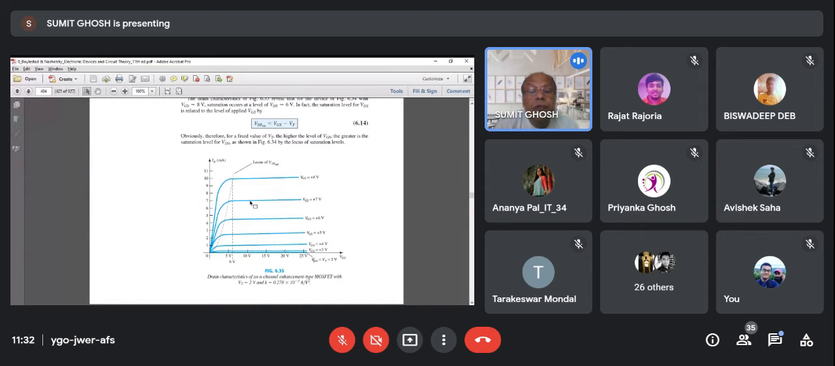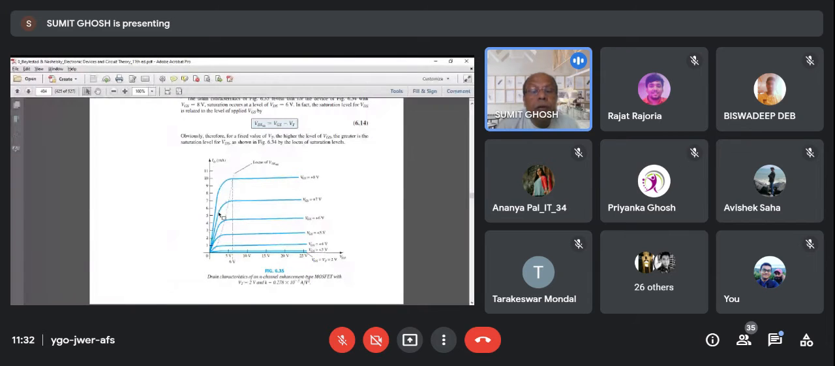Now, if I talk of any individual curve, say for VGS any curve, so VGS is equal to 7 volts. Initially it will be a linear region. That means it follows Ohm's law. Okay. So there is a slope of the curve. 1 by slope is the resistance of all these things.